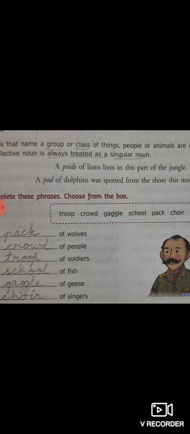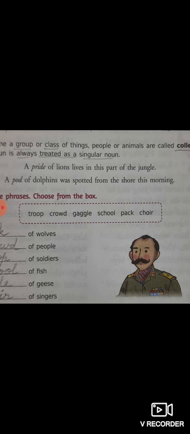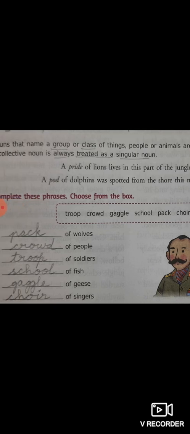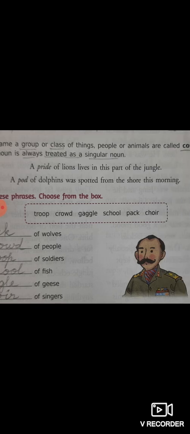Example: A pride of lions lives in this part of the jungle. A pod of dolphins was spotted from the shore this morning. So the pride and the pod are given. Pride of lions, pod of dolphins. Dolphins, we know it's plural. Lions, it's plural. Okay. So collective, it's a group.